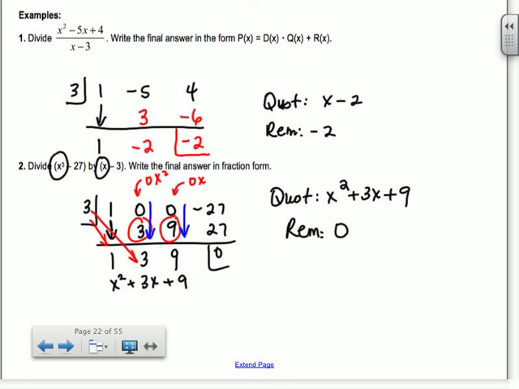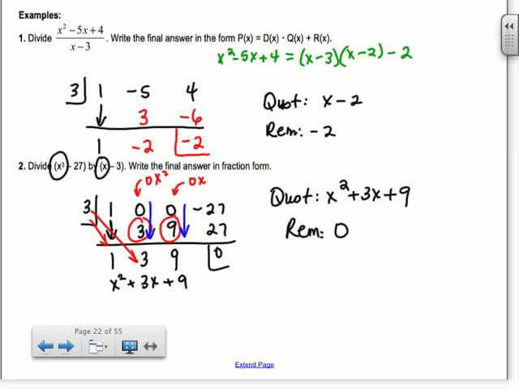Okay. I'm realizing we didn't write it in the form p of x equals d of x times q of x plus r of x for the one above. So if you remember, your p of x is your original polynomial, so it's called your dividend. So that was your x squared minus 5x plus 4. Your divisor was what you divided by, so x minus 3. Your quotient was x minus 2, and your remainder was negative 2.